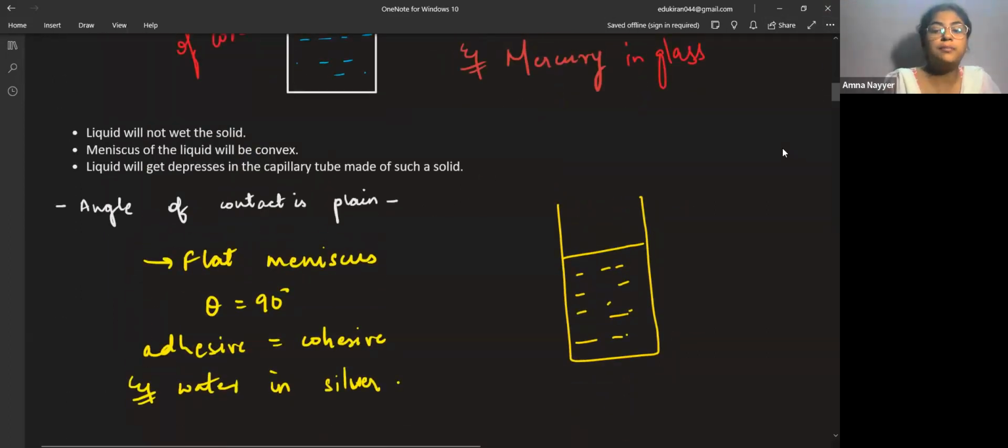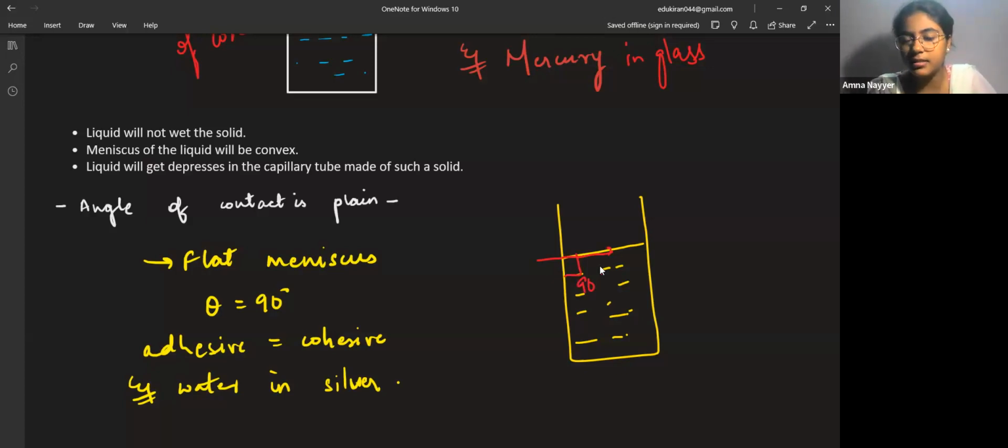Angle of contact is plane, yes. So here theta is 90 degrees. This is known as a flat meniscus or plane meniscus. So adhesive forces are equal to cohesive forces, like normal silver glass you take and put in water. Here the adhesive forces and cohesive forces both are the same.